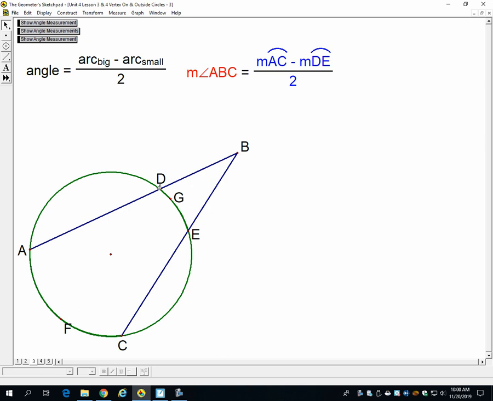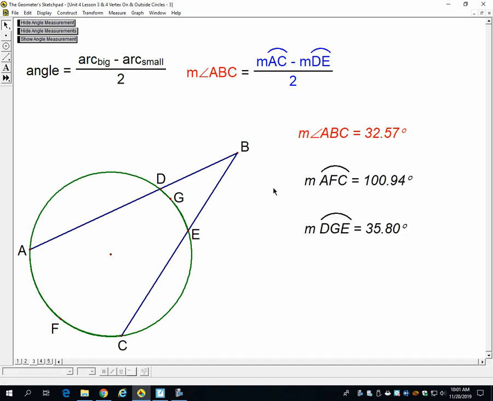Okay, we have a couple other arcs, but we're concerned with the ones that are between the two segments or lines. And so the relationship that exists is this angle here is equal to the big arc minus the small arc divided by 2. So the measure of angle ABC is equal to the measure of arc AC minus the measure of arc DE.